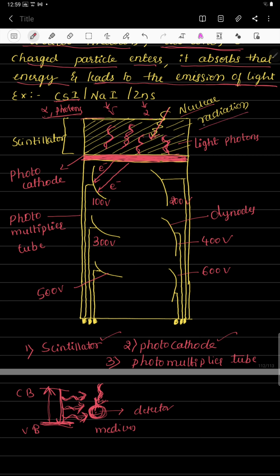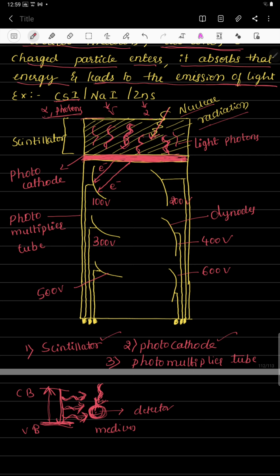If the energy of the nuclear radiation is more, then more photons are emitted in the scintillator. These photons fall on the photocathode, on this middle portion. The photocathode works on the principle of the photoelectric effect. It has a metallic surface, and when these photons fall on it, electrons are emitted from the metal surface. That is what we call the photoelectric effect.